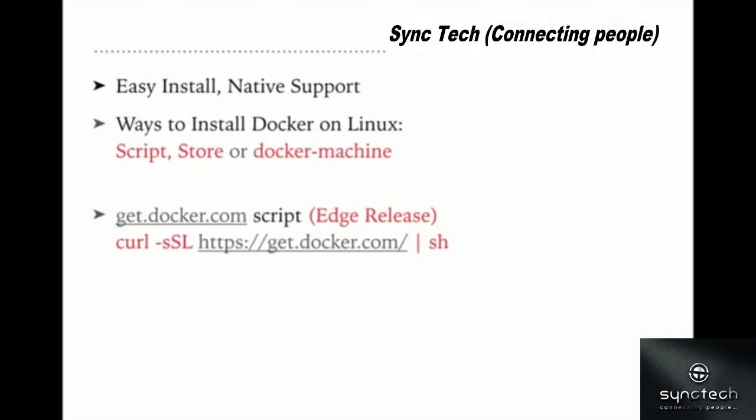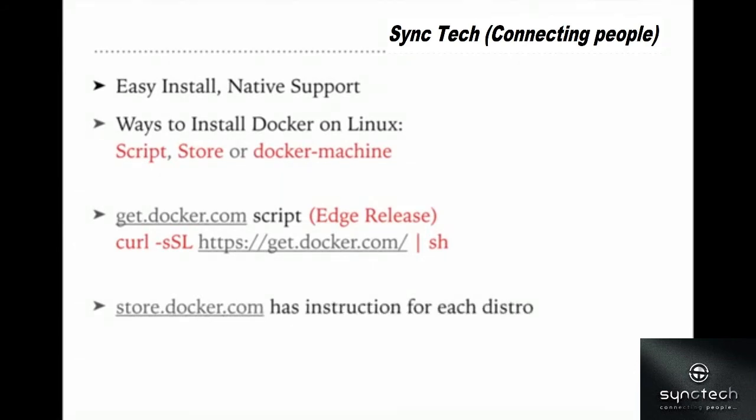Please install the Edge release on your Linux machine, which means the latest Edge release will be installed on your machine. There are quite a few benefits of the Edge release of Docker: you will consume all the latest functionality and all the latest changes. Edge is the release of Docker which is released monthly or sometimes quarterly, and it is the latest release of Docker. The second way to install Docker is to go to store.docker.com, where you will find the instructions for each Linux distro.